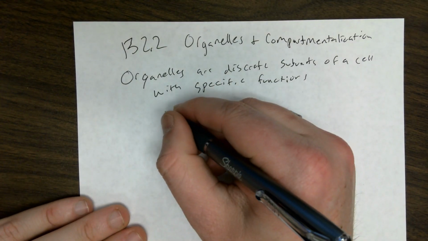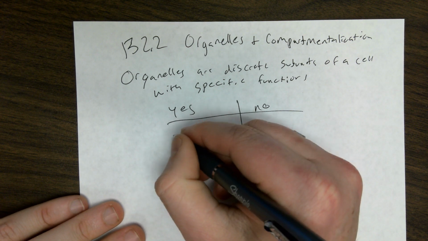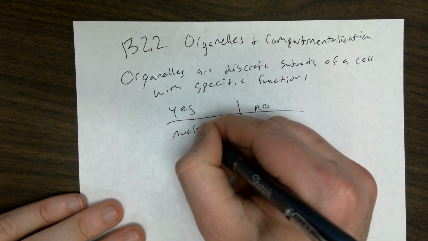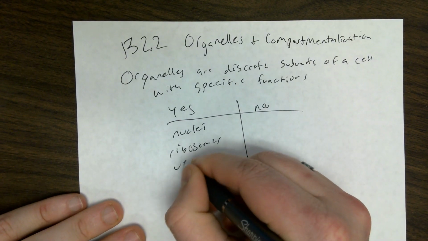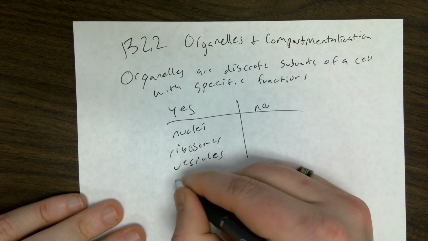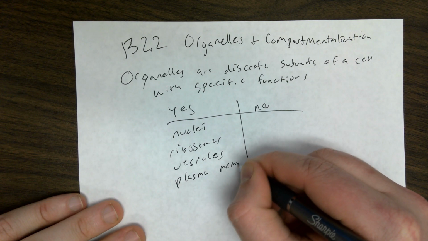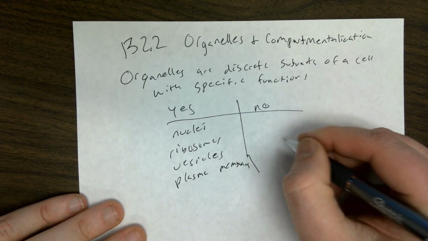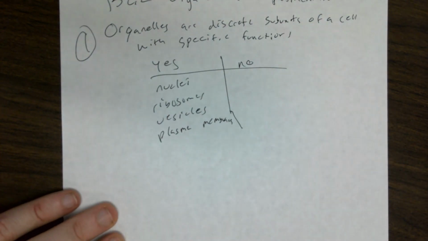So they have some things they want you to know are organelles, like nuclei, ribosomes, vesicles, plasma membrane. These all count as organelles according to IB, and there's more that we'll talk about later. That's just standard number one.